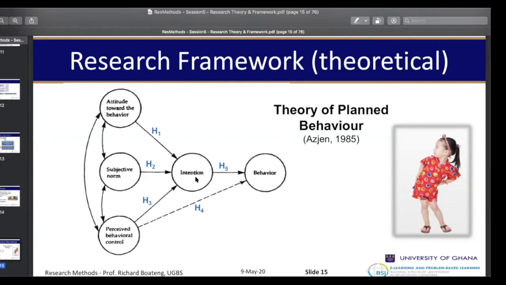So Ajzen was saying that there are individual situational impediments which can constrain a performance of a behavior or limit it or influence it. So even though you intend to go there, those individual situational impediments can prevent you from actually performing the behavior for a long time or even performing the behavior at all. So his arrow comes from not just intention, but can actually influence the actual performance of the behavior.